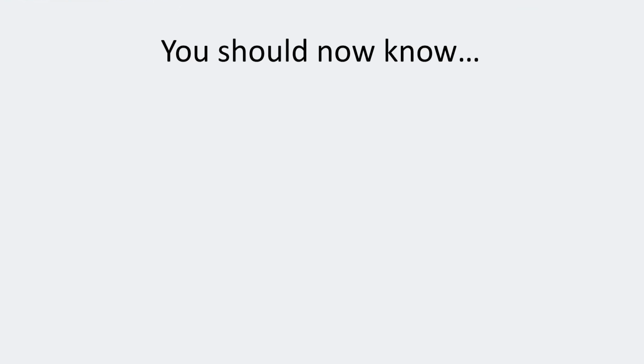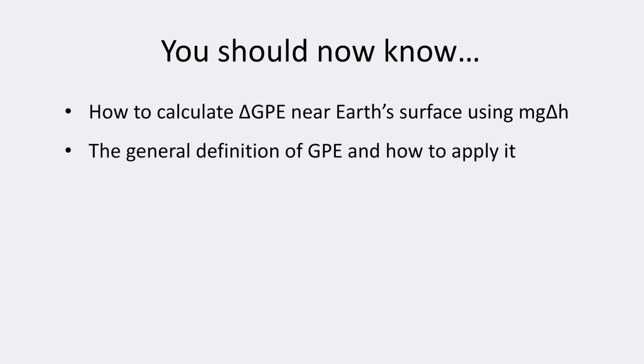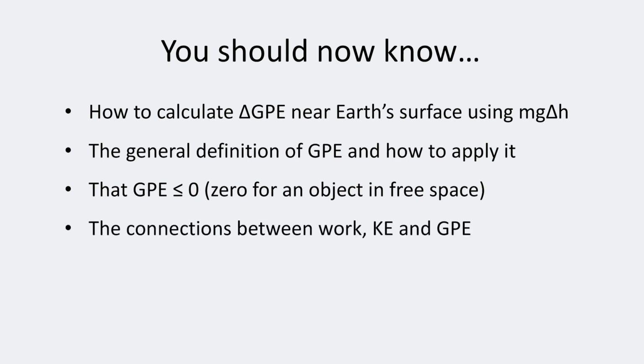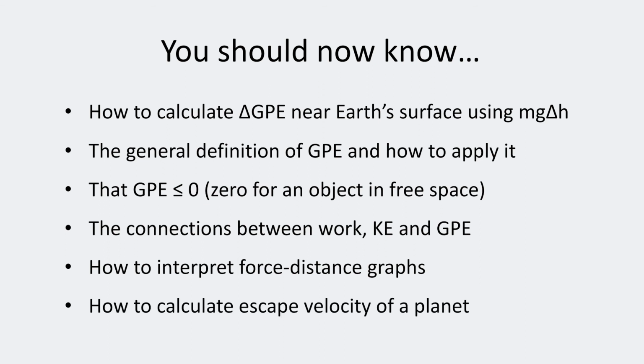So that's the end of this video, and you should now know how to calculate the change in gravitational potential energy near Earth's surface using mg delta h. You should know the general definition of gravitational potential energy and how to apply it. And you should know that gravitational potential energy is always less than or equal to 0. It is 0 for an object floating in free space. You should know the connections between work, kinetic energy, and gravitational potential energy and how they can transfer between each other. You should know how to interpret and use force-distance graphs. And you should know how to calculate escape velocity for a planet.